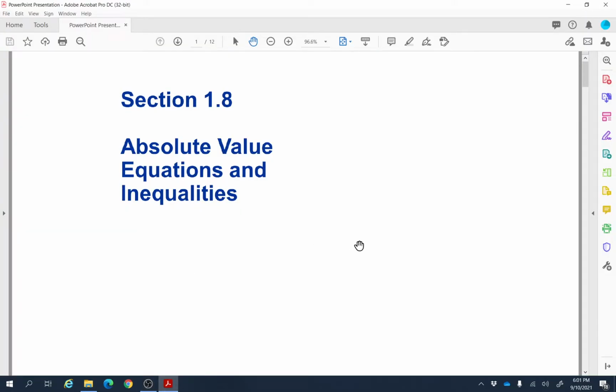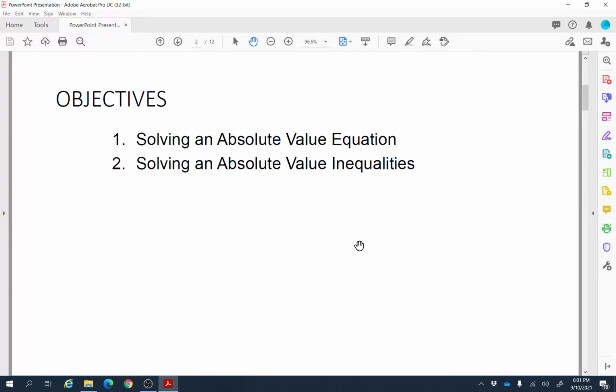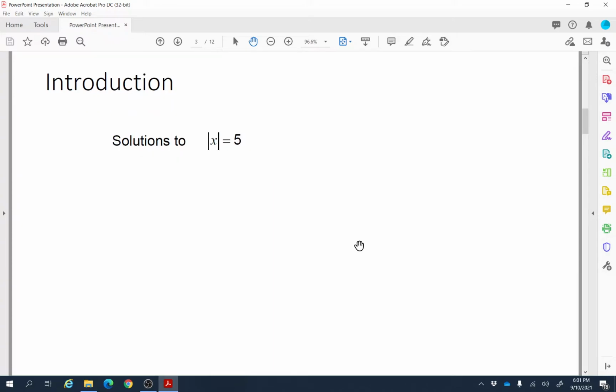In this section, we're going to solve absolute value equations and inequalities. So first of all, we are going to talk about what absolute value is. Here in this problem, the absolute value of x is 5. What does that mean? x is any variable, any number. So the absolute value of that number is 5.